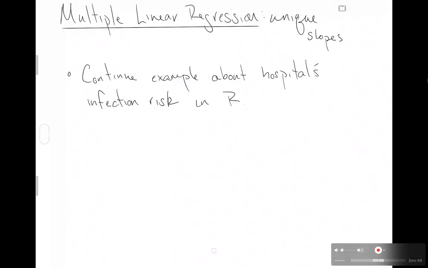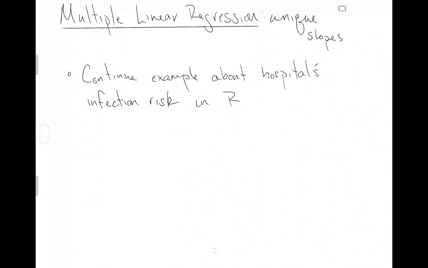This is going to be the next video in our series on multiple linear regression. In this video, we're going to focus on the option within the framework of multiple linear regression to fit unique slopes to our data. So I'm going to caution you again in this video that multiple linear regression gives you many options for which to fit a model to your data. Unique slopes is one of the options.